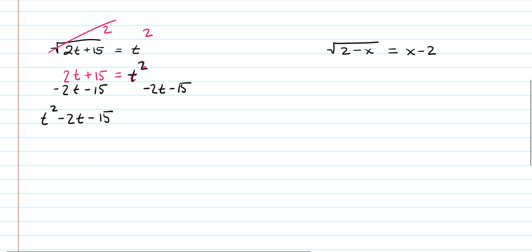I will get this. Now that it's set up so it equals 0, I can then either factor, complete the square, or use the quadratic formula. But you have to set it up like this. Common mistake is students try to do this. Please do not do this.